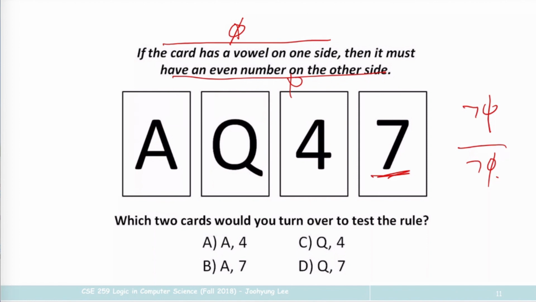Okay? So in other words, this rule, phi implies psi, is actually equivalent to saying this one. Okay? So that if you don't have an even number on the other side, then the other side must not have a vowel. Okay? So that's the kind of application of modus tollens.